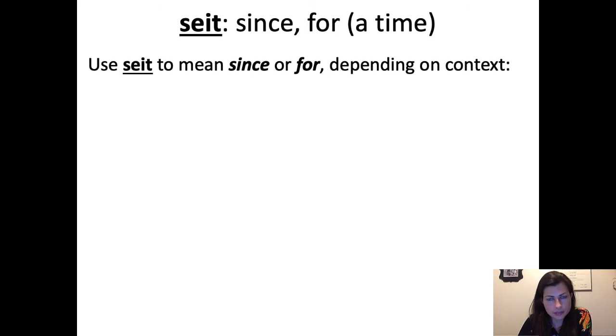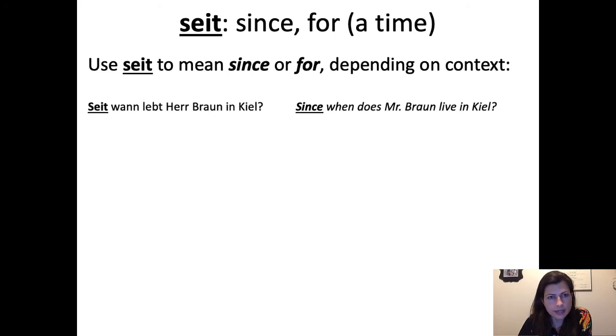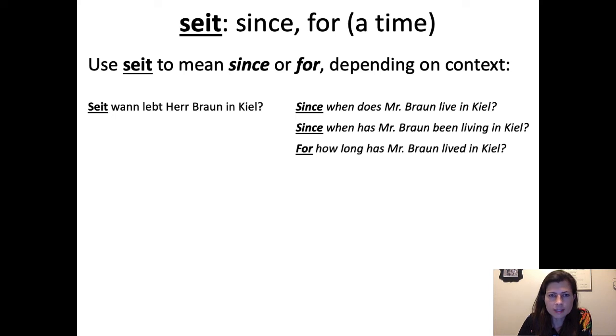It means since or for. It has to do with time, right? Seit wann lebt Herr Braun in Kiel? Since when does Mr. Braun live in Kiel? Which is like the most parallel translation, but it's maybe not the best translation. Since when has he been living? Or maybe for how long has he been living?